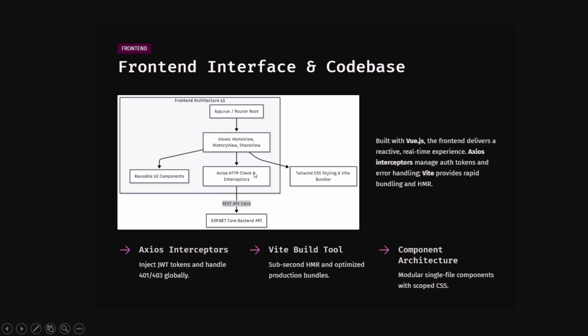To make sure communication with the backend is stable, we set up Axios interceptors. This means if there is an error like an expired link or a network issue, the interceptor catches it and shows a friendly message to the user instead of breaking the app.